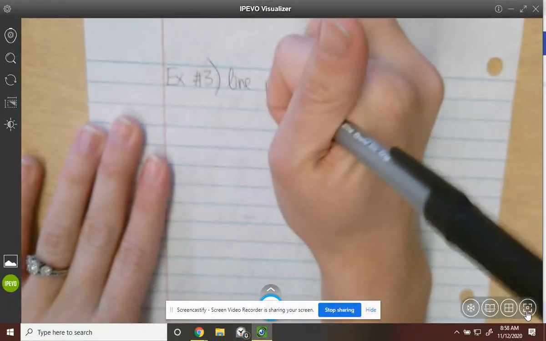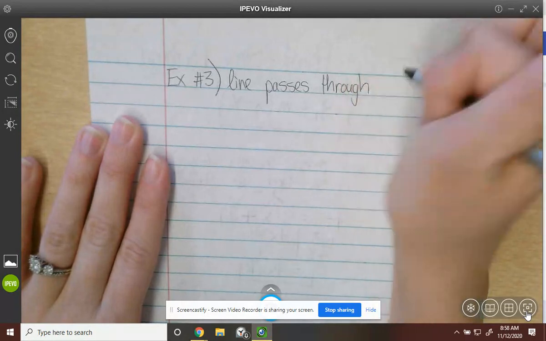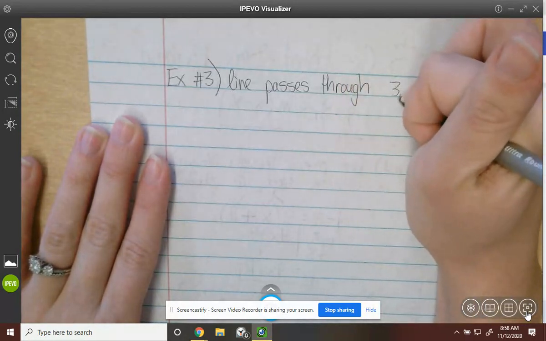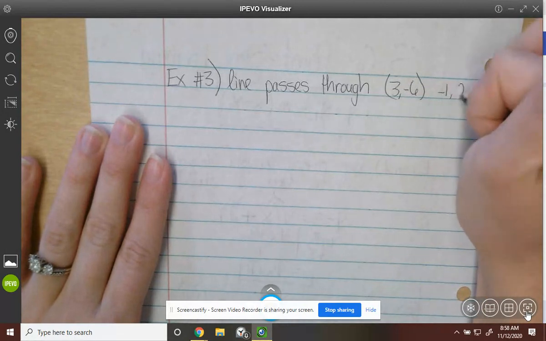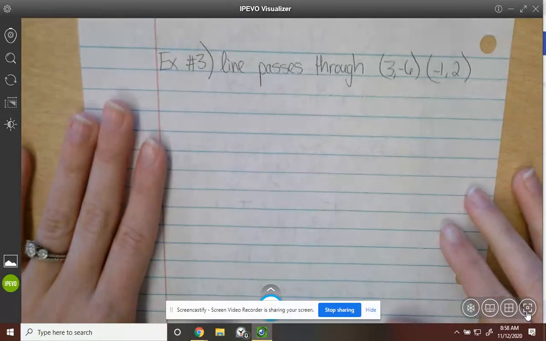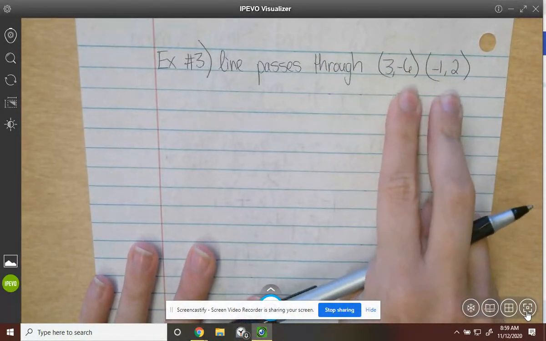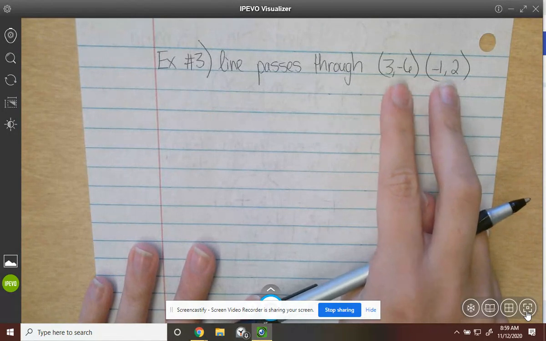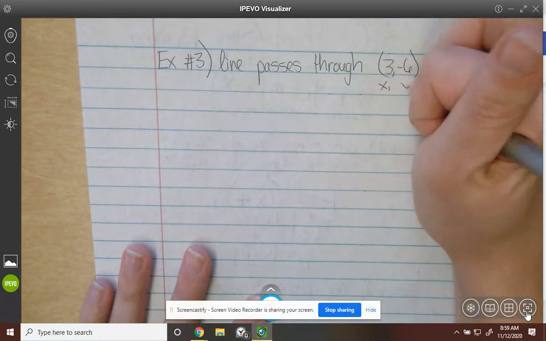Line passes through (3, -6) and (-1, 2). What's different about this one? It doesn't tell us our slope, it gives us 2 points. So we actually have to find our slope first. So this is doing what we did on 3.5, slope formula. Label your points.